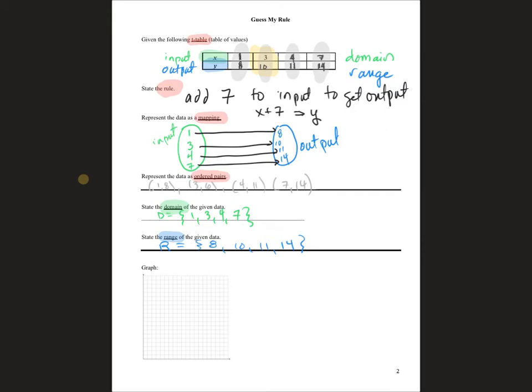So all of this is, given a set of values, you should be able to figure out the rule, draw a mapping, represent these points as ordered pairs. You should be able to identify the domain and the range. And last but not least, you should be able to graph this information. So if I wanted to graph this information, this is what's known as a discrete graph. And the reason it is a discrete graph is because I'm just graphing those points. I know nothing else but those points.